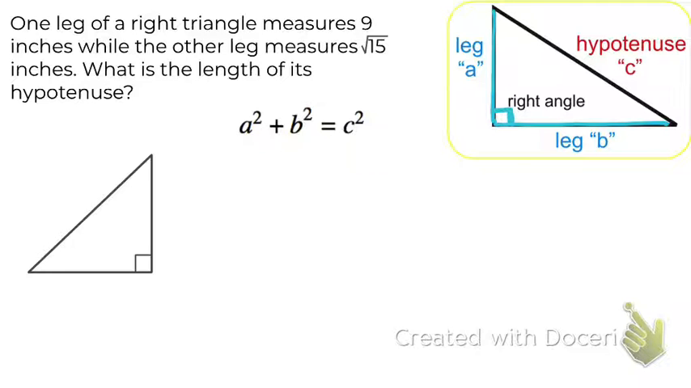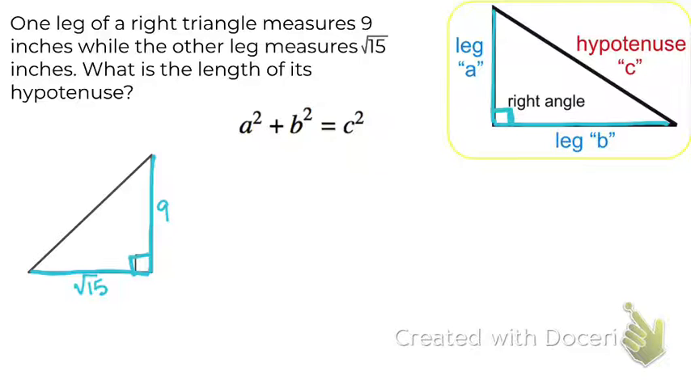So this is true however our right triangle is positioned. For my triangle over here on the left, this would be a leg and this would be a leg because they form this right angle. So let's label those sides 9 and the square root of 15.